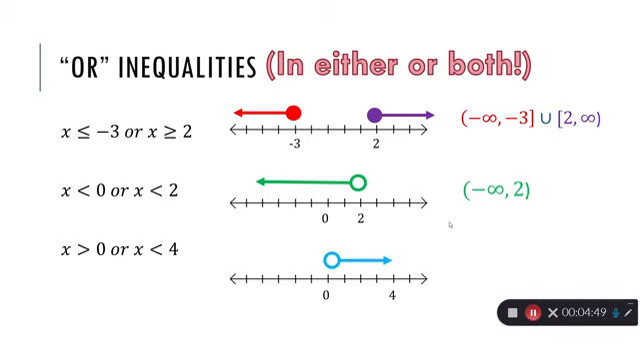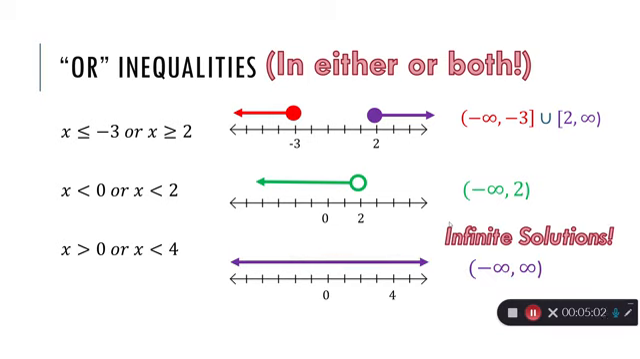Let's look at one last one. We have x is greater than 0 or x is less than 4. Notice that's covering everything, right? And we don't care where they overlap, just as long as one of them or both are true. And so this is actually infinite solutions, from negative infinity all the way to positive infinity.